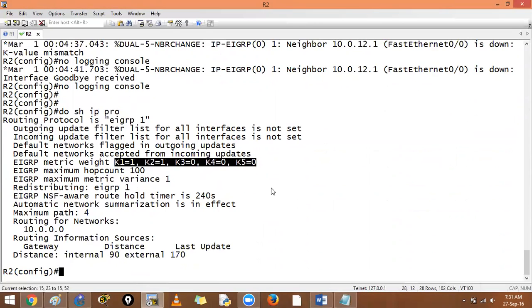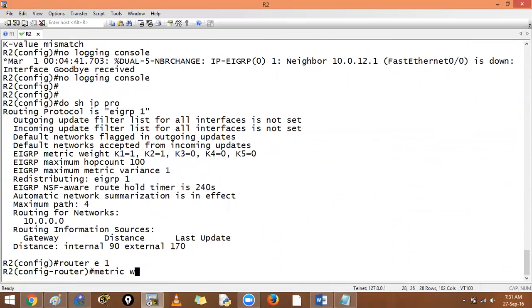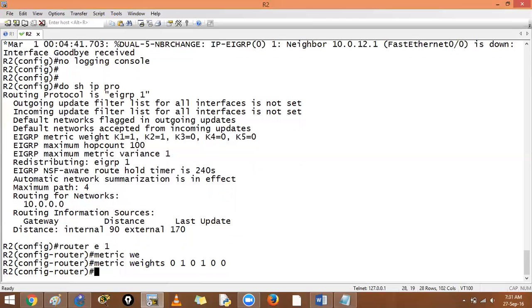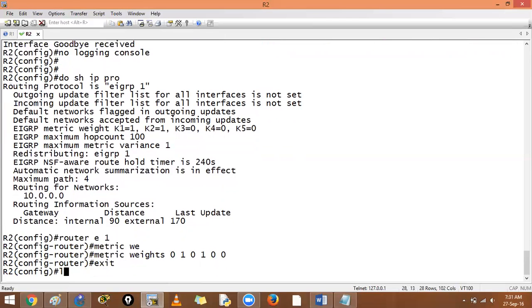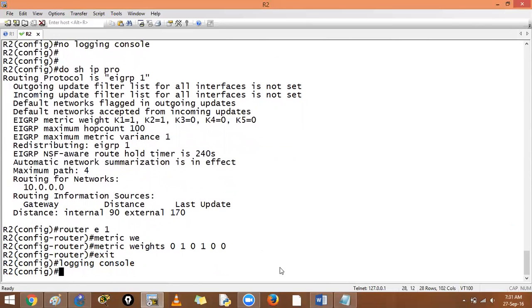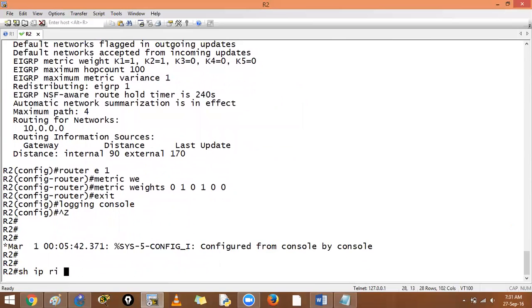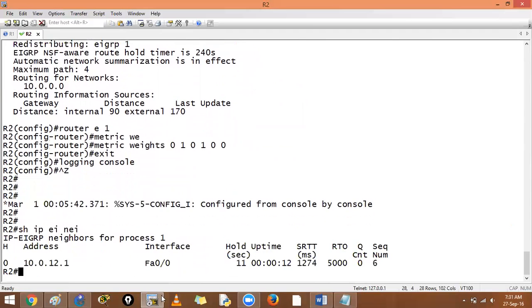Okay. So let's go and change it again. Router EIGRP 1, metric weight, type of service is 0, bandwidth, load, delay, reliability, MTU. This means I want to use this. So I want to use bandwidth and delay for the metric calculation. And if I say exit, logging console, then the console messages should come up. Actually, the neighborship must have formed. Show IP EIGRP neighbors. I have formed neighborship over here.